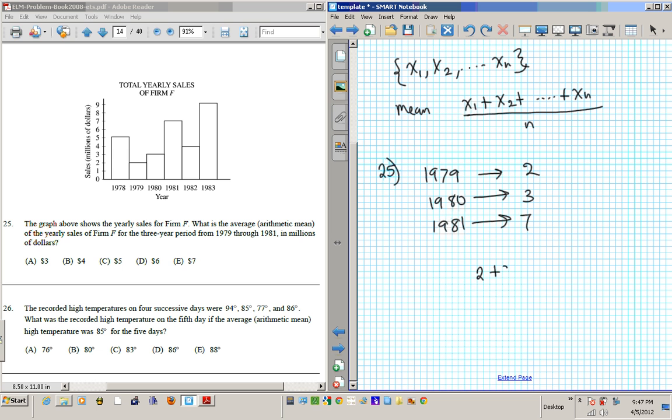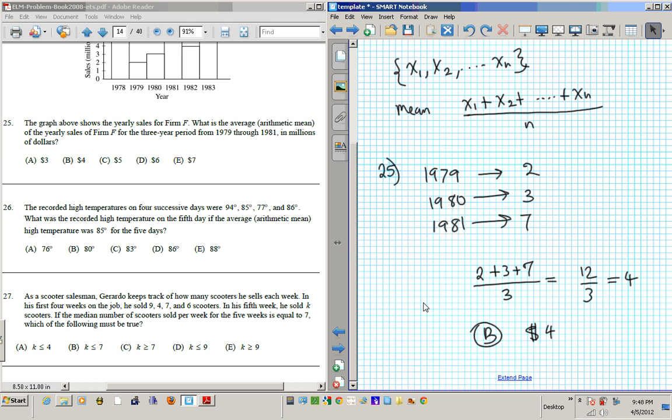2 plus 3 plus 7. How many elements are there? 3 elements in all. Okay, so our mean is going to be 2 plus 3 is 5 plus 7, 12 over 3, which is 4. So $4 million is the mean of the yearly sales for those 3 years. So our answer is B. Okay, all right, let's move on to question number 26.